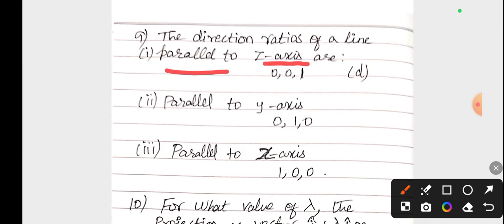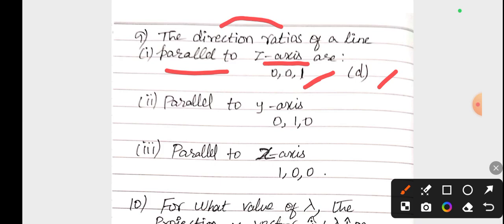At that time, that axis coordinate alone will be 1, and the rest will be 0, 0. That means the x coordinate is 0, y is 0. Since it is parallel to the z axis, that is 1. And they have asked only direction ratios here. That is what they've asked, and that is option D.